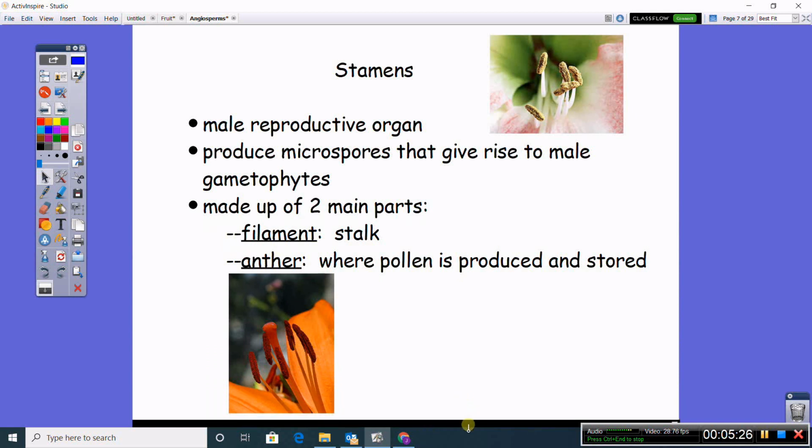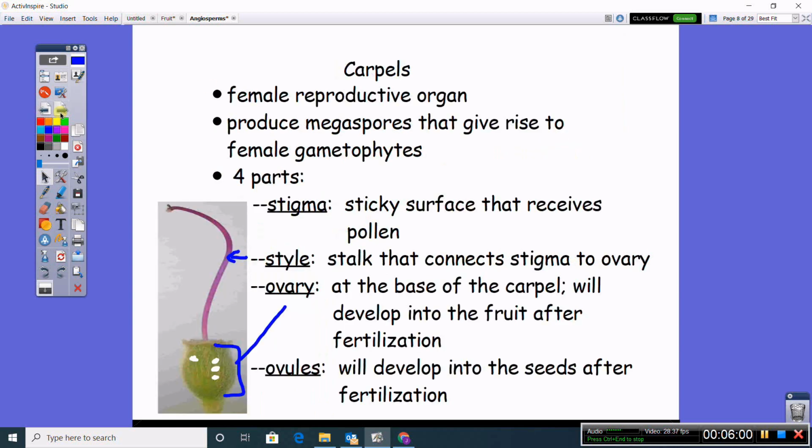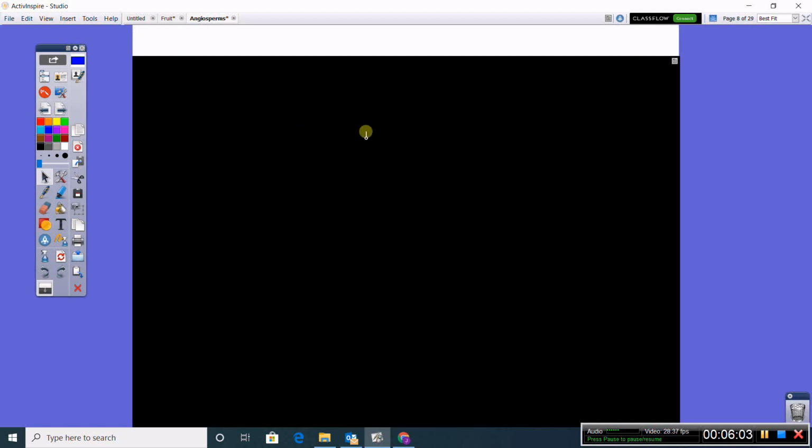So a stamen is made up of two parts. It's made up of the filament, which is this stalk that you see there, and then the anther, which usually sort of has a fuzzy appearance to it. The anther is where the pollen grains are made and stored, okay? So there's all your pollen grains right there. They're kind of collected on the anther. So you see that in this picture here. This would be the filament, and this would be the anther, and the name for that entire structure is the stamen. All right, let's move on to carpels.